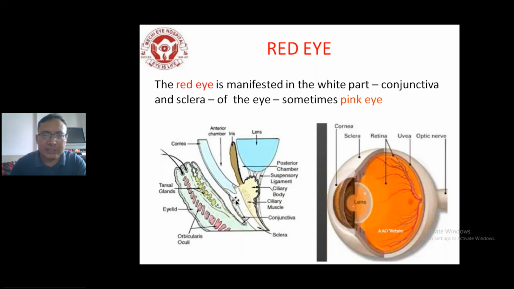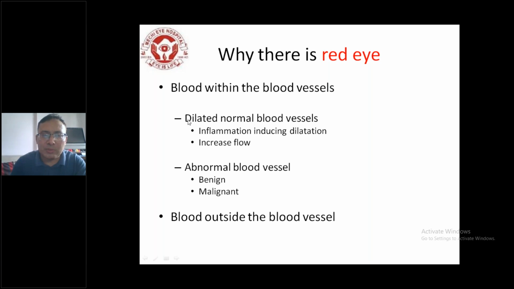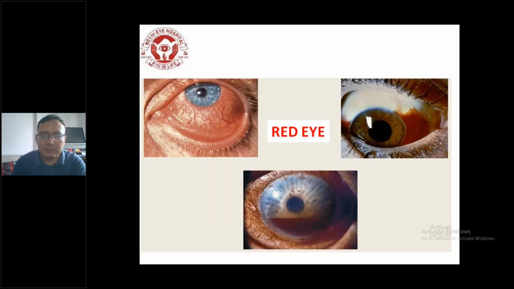Redness in the sclera or the conjunctiva, except the middle corneal part. So what are the causes of the red eye? The red eye may be because of the increased blood within the blood vessels due to the dilated normal blood vessels, which is due to inflammation or increased blood flow, or because of the abnormal blood vessels, like in benign lesions like pterygium, pingecula, or in malignant lesions like the squamous cell carcinoma, or it may be the blood outside the blood vessel, like subconjunctival hemorrhage.